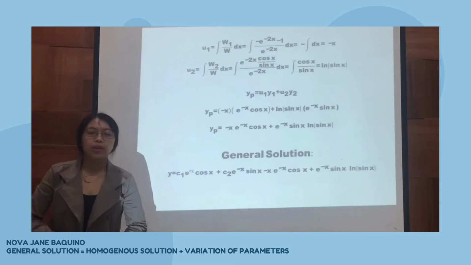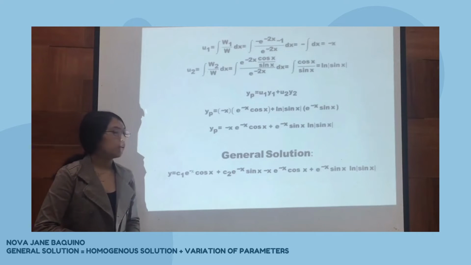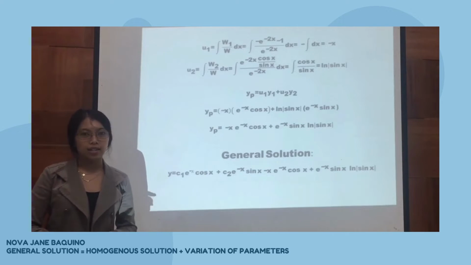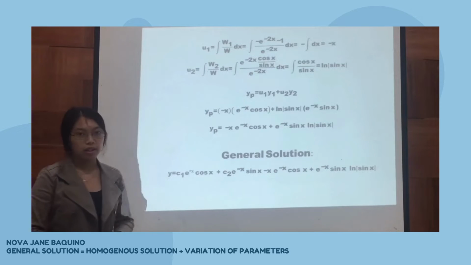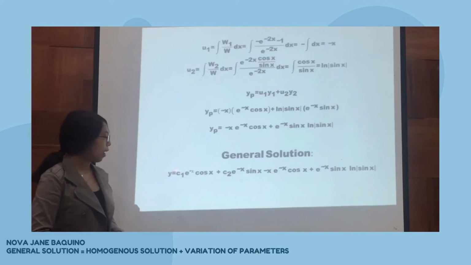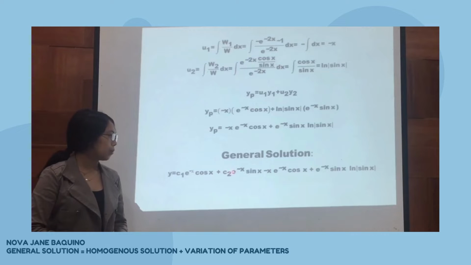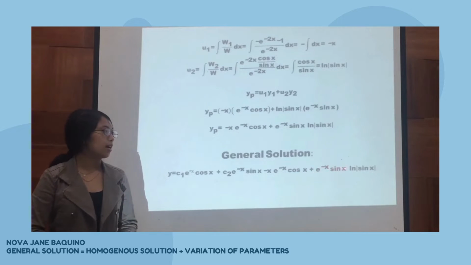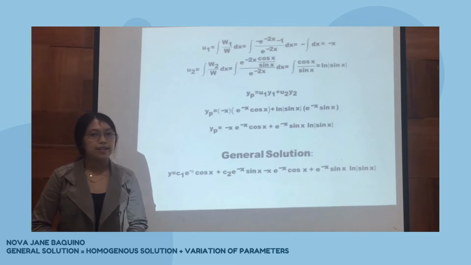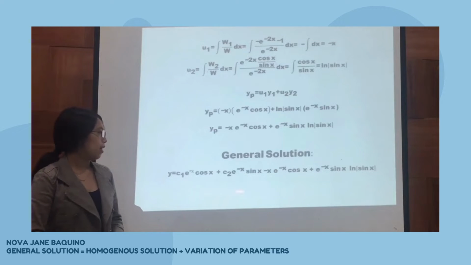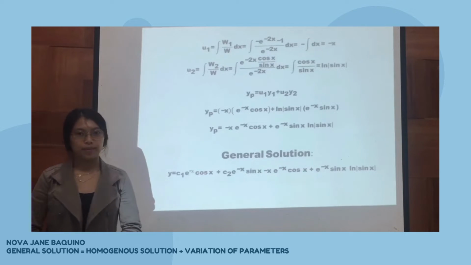So in order to get the general solution, we need to add the complementary solution and the particular solution. So we have y equals c sub 1 e to the negative x cosine x plus c sub 2 e to the negative x sine x, minus x e to the negative x cosine x plus e to the negative x sine x ln sine x. So this is the result.